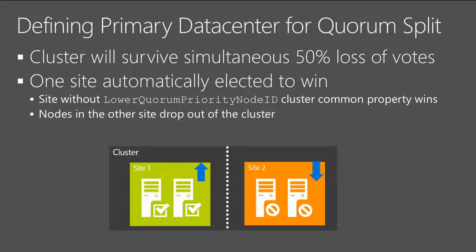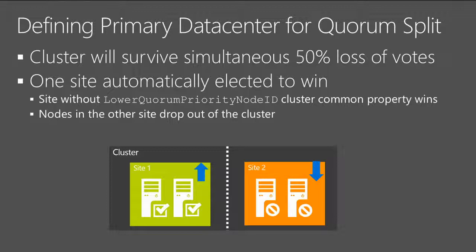So let's talk about if you're using 2012 R2 today and you don't have a third site. Or maybe you're deploying in 2016 and you don't have a third site. You don't want to open up the nodes to have access to Azure to be able to use a Cloud Witness. So technically, clustering will survive a 50% split.